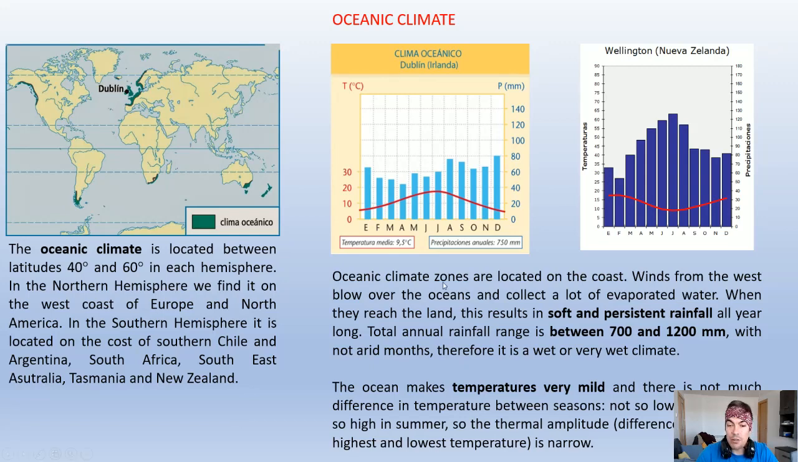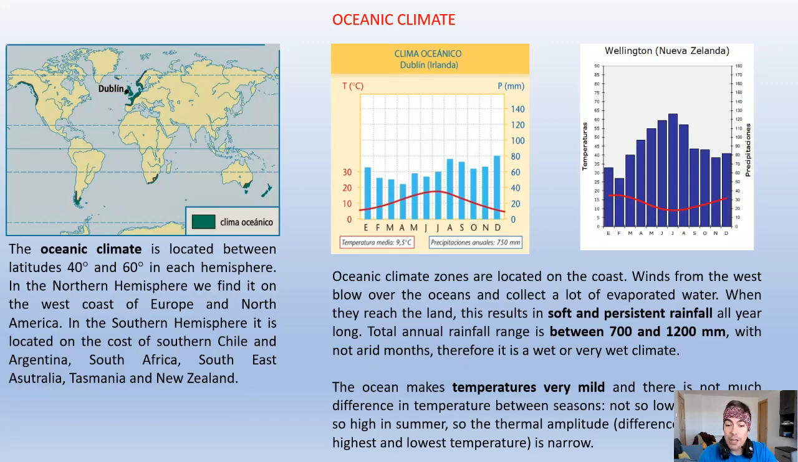So the oceanic climate zones are located on the coast, as we have seen. The winds from the west blow over the oceans and collect a lot of evaporated water, a lot of water vapor. Then, when they reach the land, this results in soft, which means not very abundant, and persistent, very regular all over the year, rainfall. Okay? It rains during all year long, more or less the same. Okay? It is a regular rainfall.